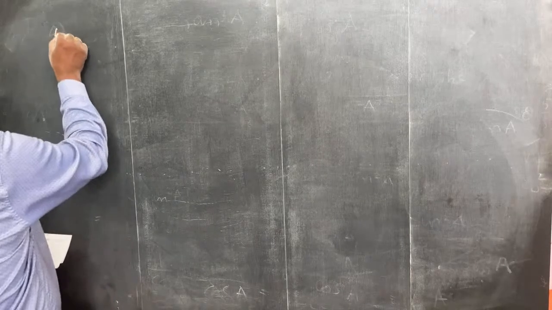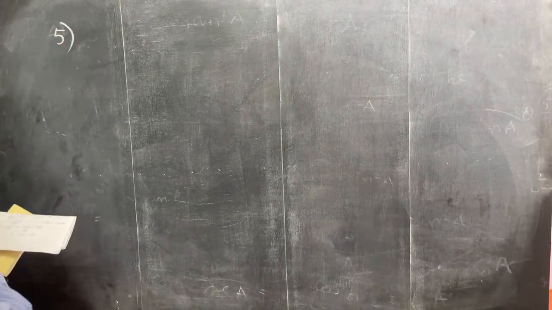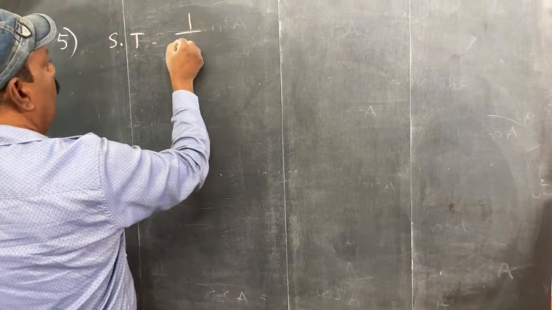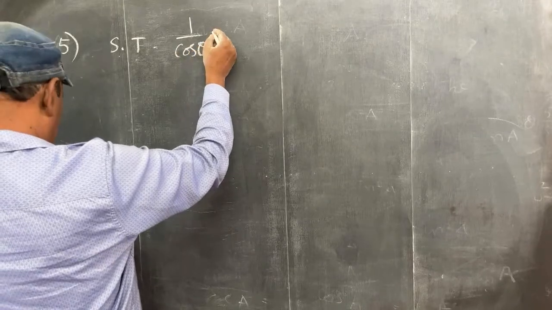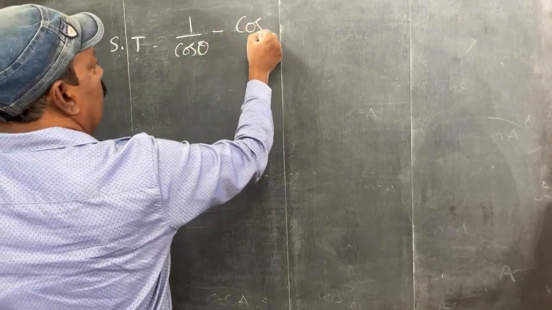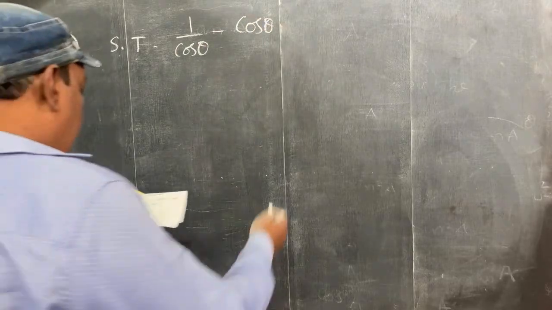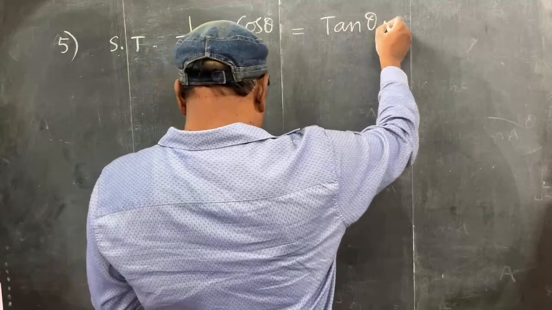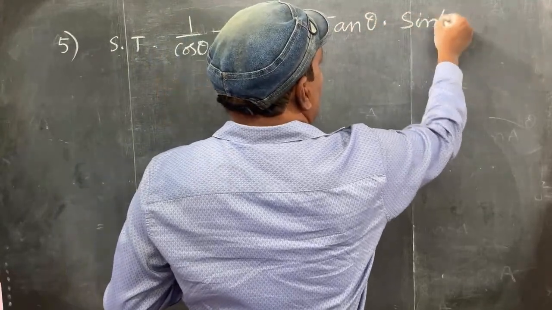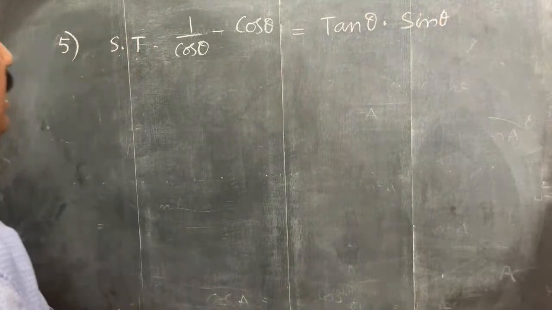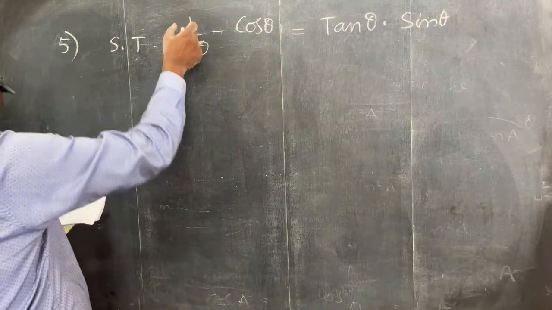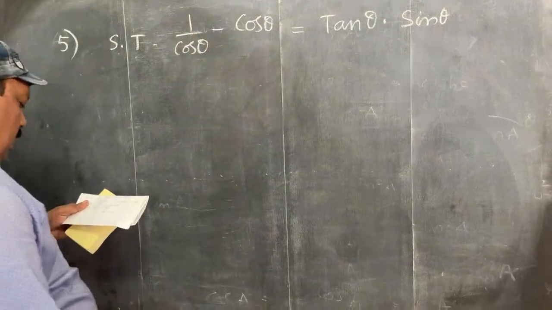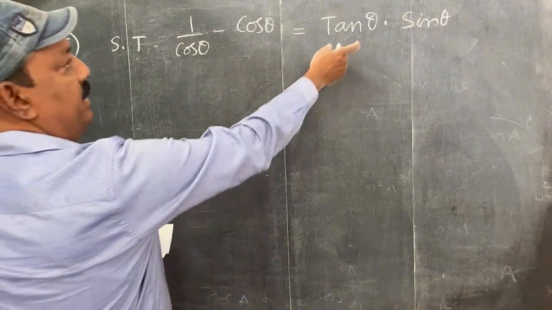Now sum number 5. Show that 1 by cos theta minus cos theta is equal to tan theta into sin theta. You have to show this one as tan theta and sin theta. Here check once clearly: 1 by cos theta minus cos theta. You have to convert it as tan theta into sin theta.